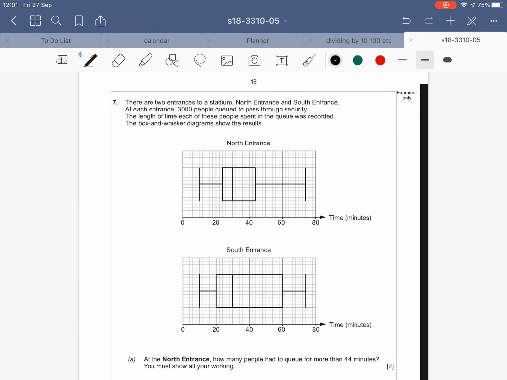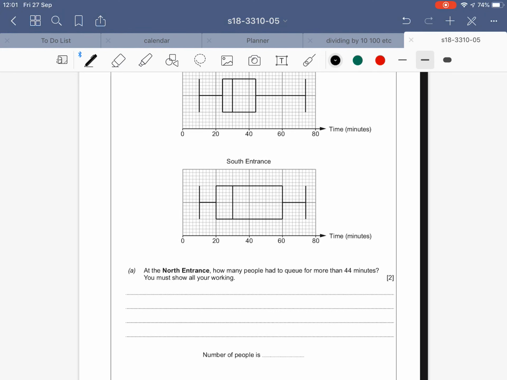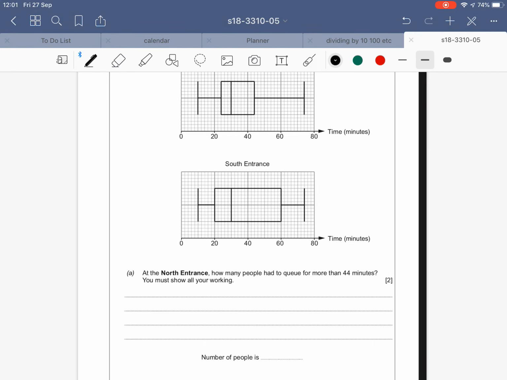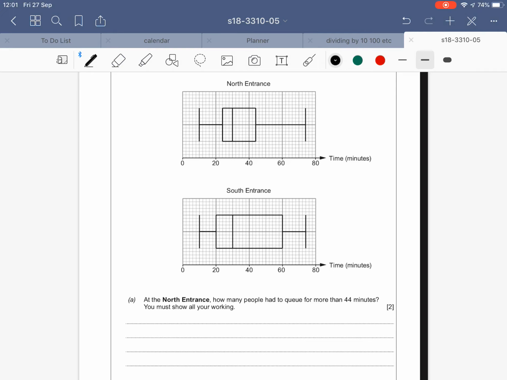Okay, there are 2 entrances to the stadium, north entrance and south entrance. At each entrance, 3,000 people queued to pass through security. The length of time each of these people spent in the queue was recorded. The box and whisker diagram shows the results. So we've got north entrance and south entrance. At the north entrance, how many people had to queue for more than 44 minutes? You must show your workings.